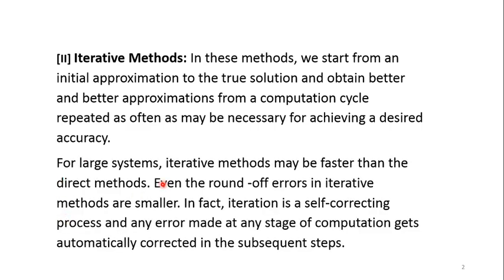For a large number of systems, iterative methods may be faster than the direct methods. Even the round-off errors in iterative methods are smaller. In fact, iteration is a self-correcting process, and any error made at any stage of computation gets automatically corrected in the subsequent steps.